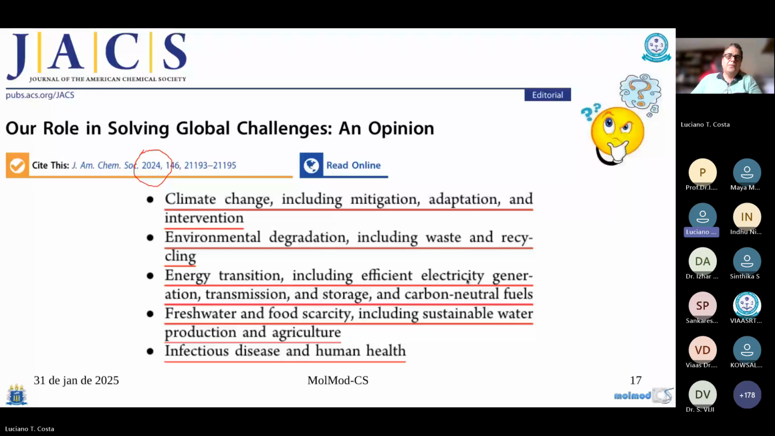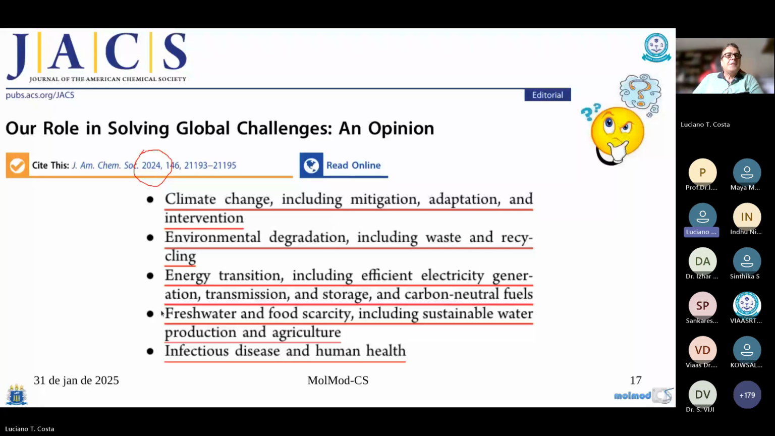Fresh water and food scarcity, including sustainable water production in agriculture, and infectious disease and human health. So this paper, when I read it, was like, wow, amazing. I'm on the right way, and working on the right way. Because if you, for example, look at our website and the publications we have been producing over the years, they are exactly about these topics, okay?